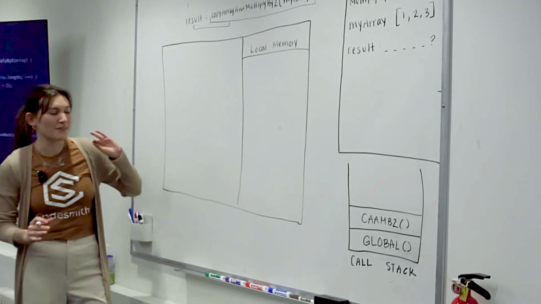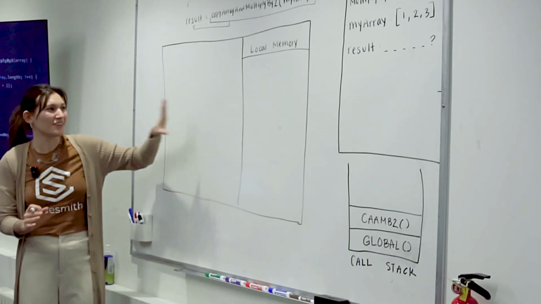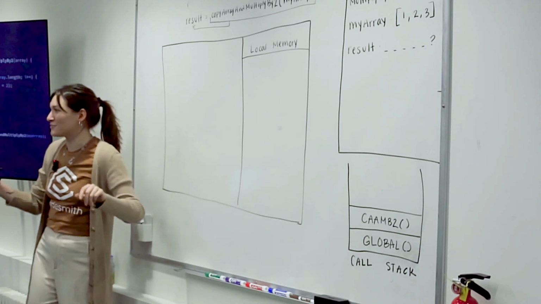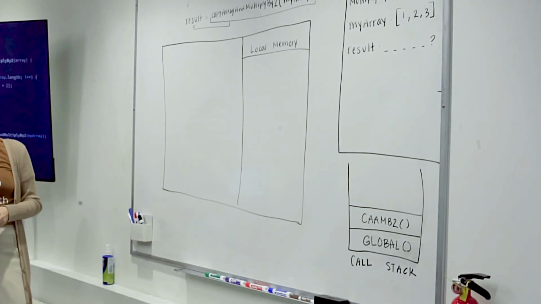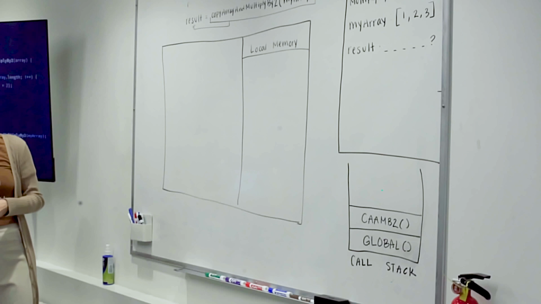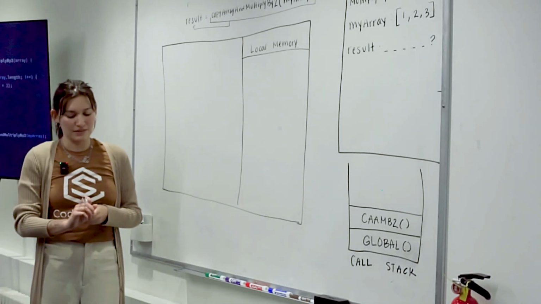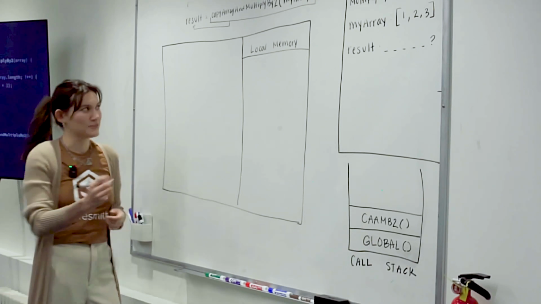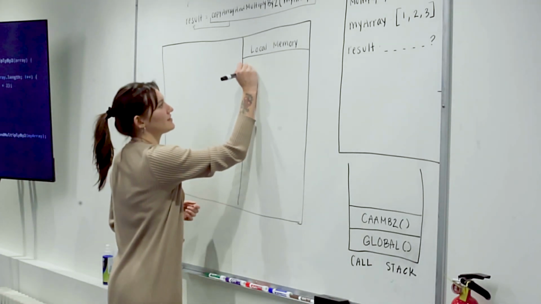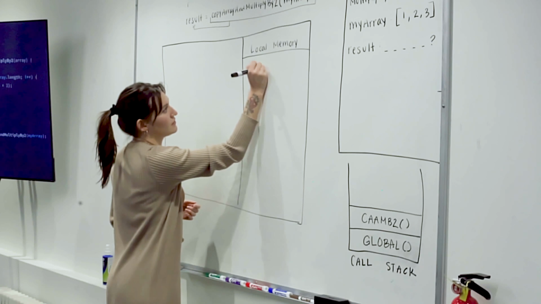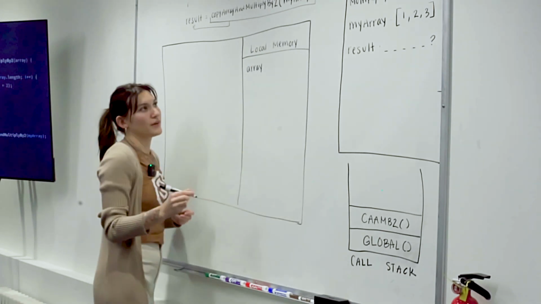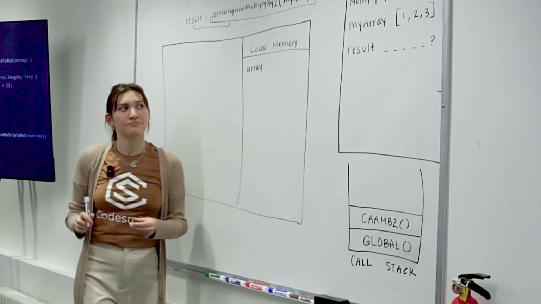Super duper. So we've got our call stack set up. We've got our local execution context set up. What is the first thing that we have to do? First thing we want to do is pair our parameters with our arguments. What is our parameter? Our parameter is array. Absolutely. So on local memory, we will assign it the argument myArray.